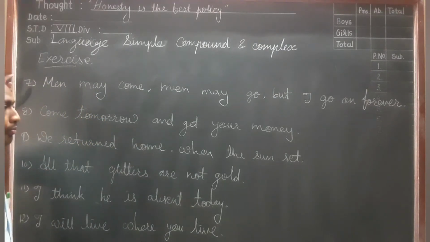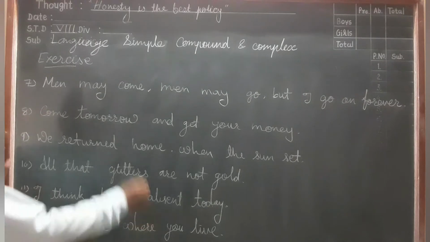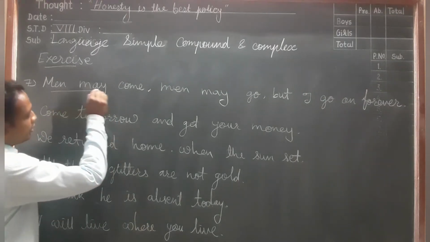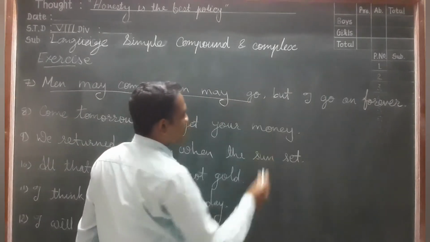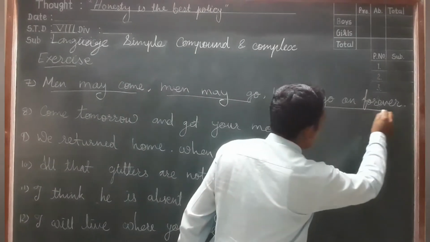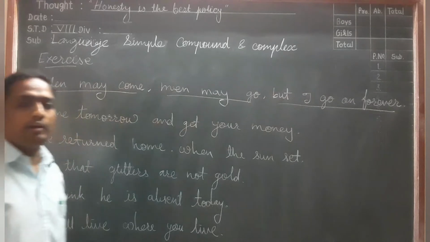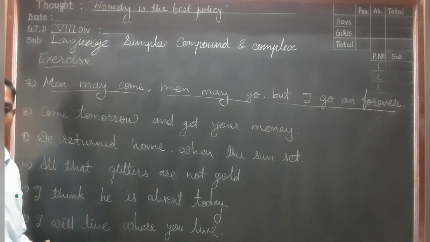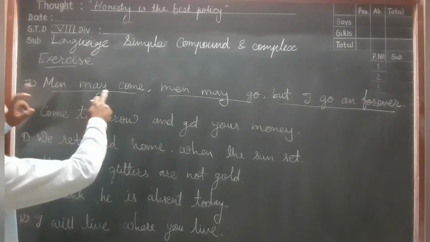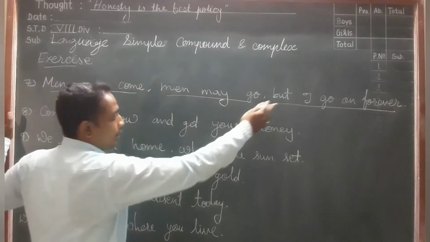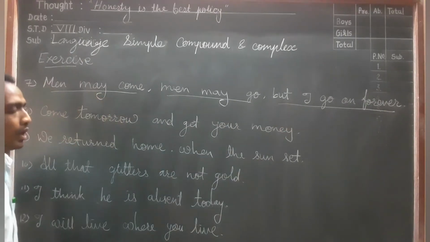So students, here you also can see some clauses. First is: men may come, men may go, but I go on forever. There are total 3 clauses. How many clauses? There are total 3 clauses. Men may come, men may go, but I go on forever.